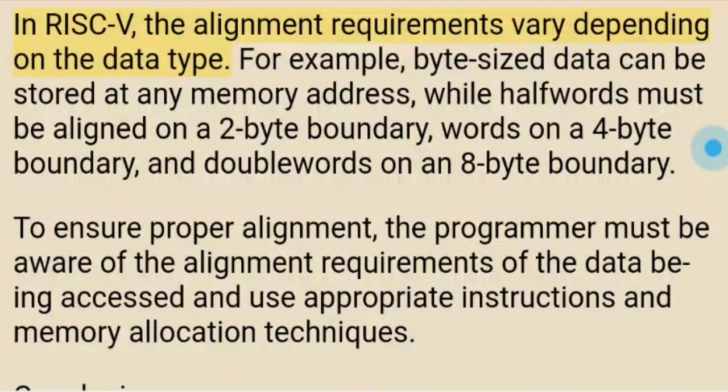In RISC-V, the alignment requirements vary depending on the data type. For example, byte-sized data can be stored at any memory address, while half-words must be aligned on a 2-byte boundary, words on a 4-byte boundary, and double words on an 8-byte boundary. To ensure proper alignment, the programmer must be aware of the alignment requirements of the data being accessed and use appropriate instructions and memory allocation techniques.